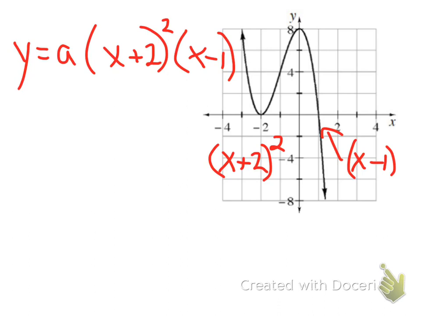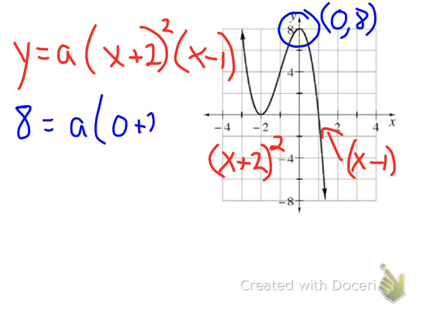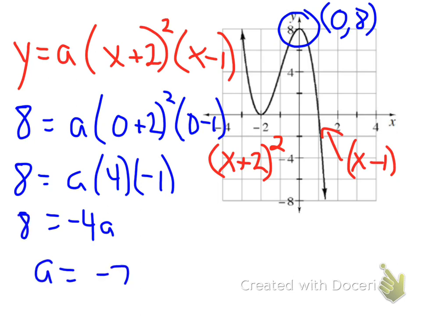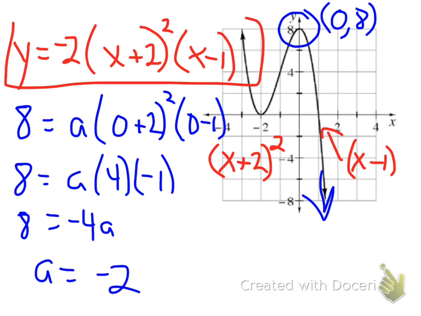I need another coordinate point that is not on my x-axis. An easy one to use is my y-intercept right here, which is the point 0, 8. So now I'm going to substitute that in. 8 equals a times 0 plus 2 squared, and 0 minus 1. So simplifying that down, I'm going to get 4 times negative 1. And that gives me negative 4a is going to equal 8. So my a value then will equal negative 2. Which makes sense because, as you see, the right arrow is facing down, which means I have a negative orientation. So now I rewrite my equation with my appropriate a value.